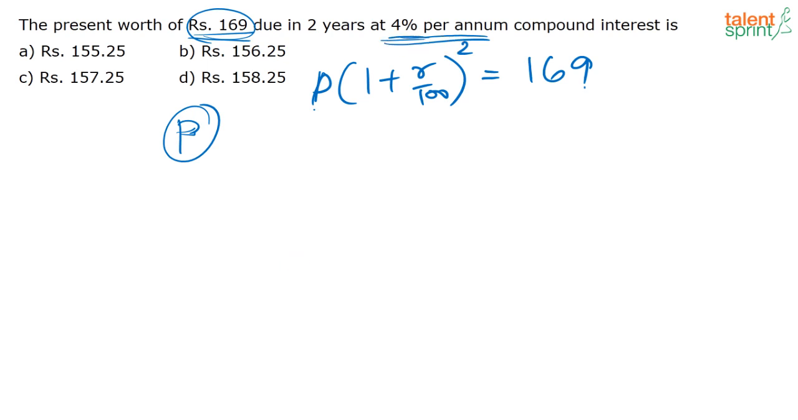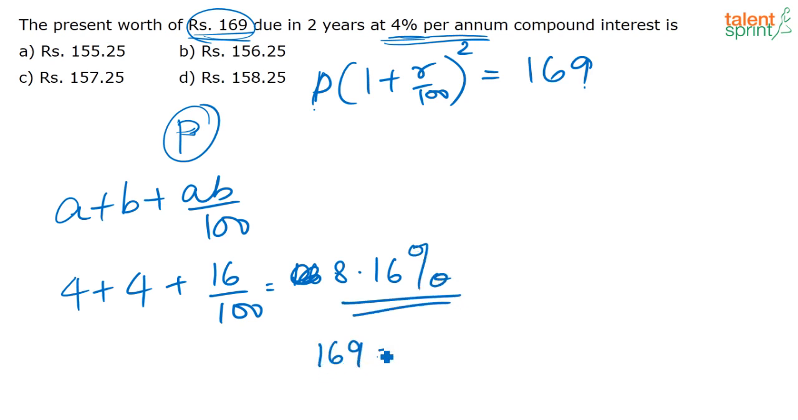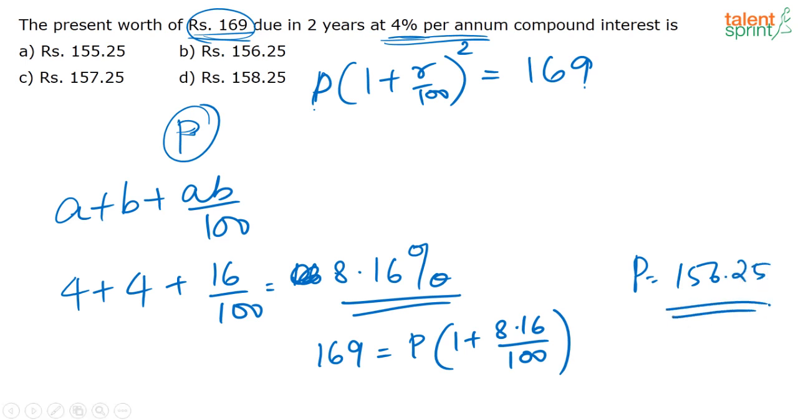So what is the interest rate? 4% per annum. So what is the formula for effective percentage? A plus B plus AB by 100. So 4% for 2 years, correct? So 4 plus 4 plus 4 into 4, that is 16 by 100. That is 4 plus 4 is 8, 8 plus 0.16, that is 8.16 percentage. So 169 is equal to P into 1 plus 8.16 by 100, correct? Or P into 8.16 percentage plus P, same thing we have written. So when you solve this, you get the value of P as 156.25. Okay.